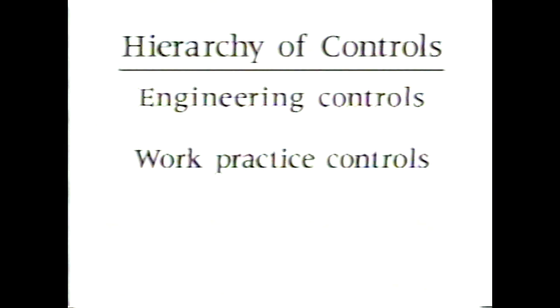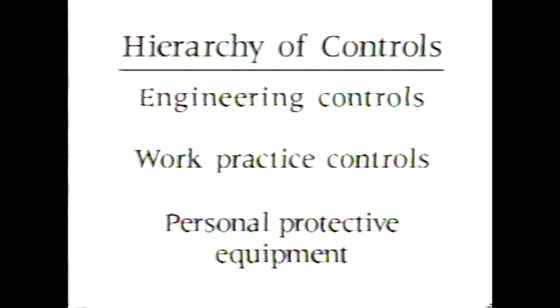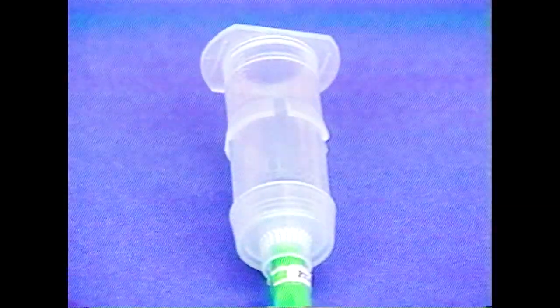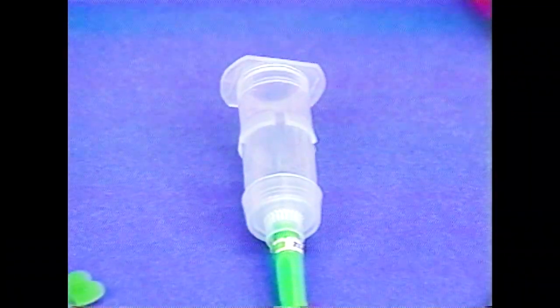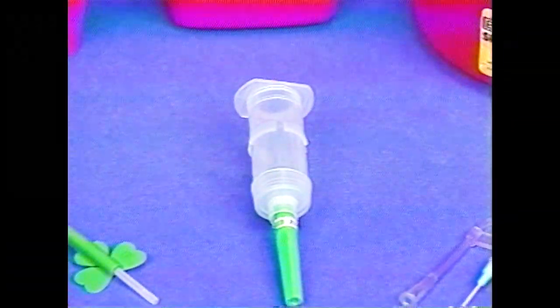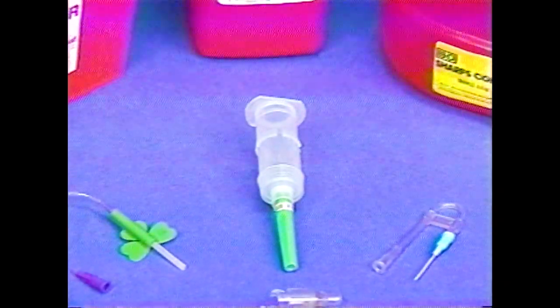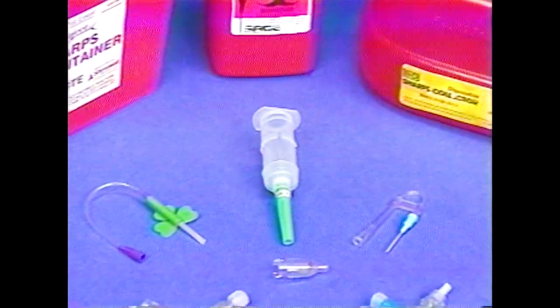The second concept, hierarchy of controls, is a way of prioritizing the selection of prevention strategies. This is an industrial hygiene concept currently promoted by OSHA for the control of blood-borne pathogens. The hierarchy of controls model first considers what engineering controls could be used to remove or isolate a hazard and prevent transmission.